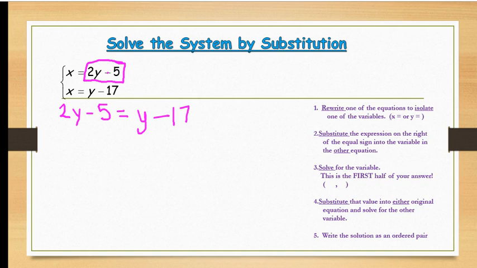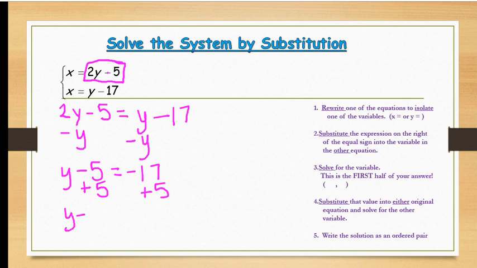We know to solve for our variable we need all of our variables on one side of the equation, so I'm going to subtract y from both sides and I will get y minus 5 equals negative 17. Now to solve for y, I need to add 5 to both sides, and y will equal negative 12.